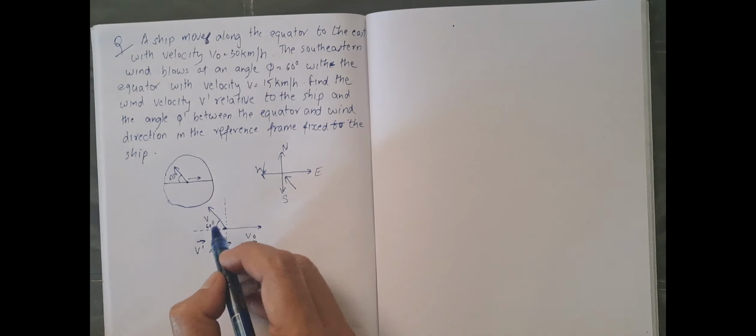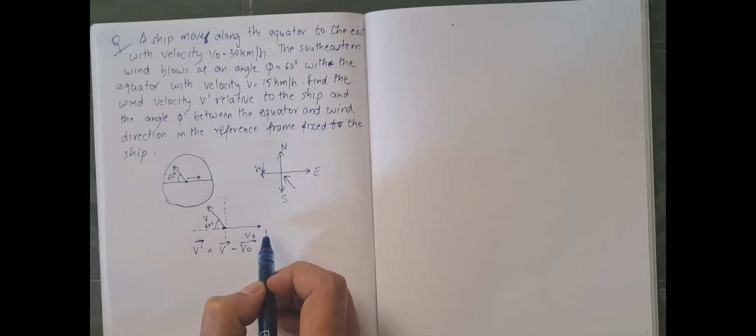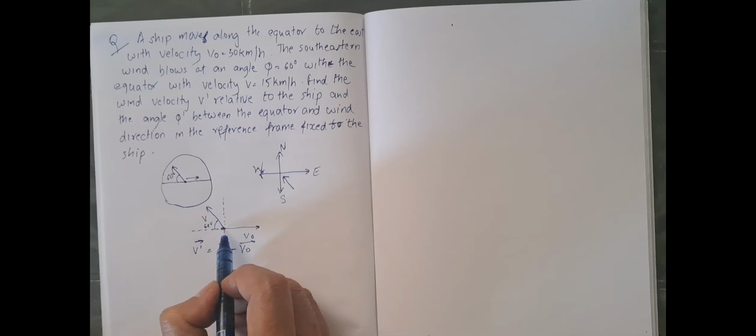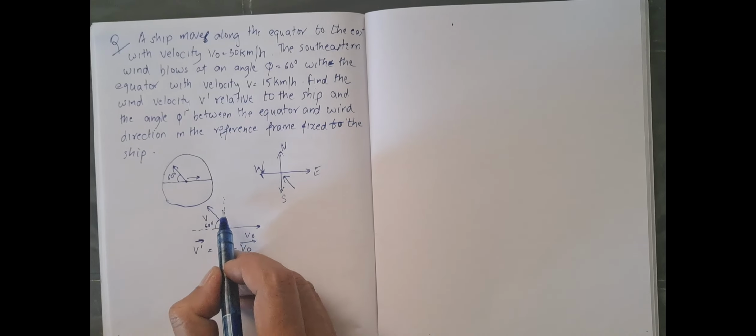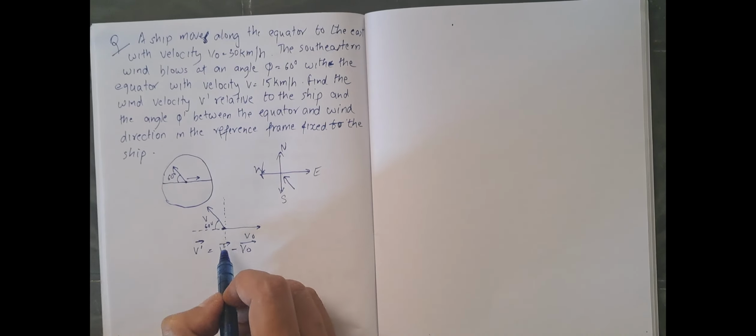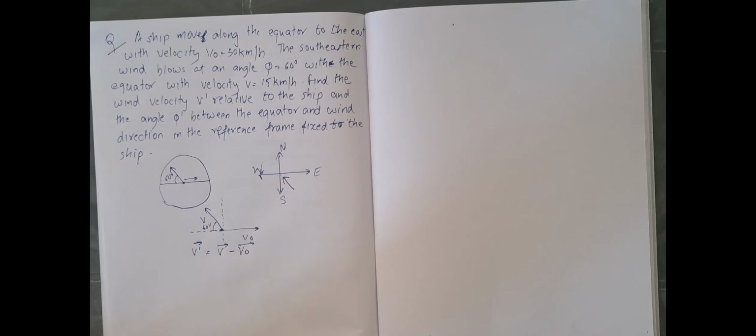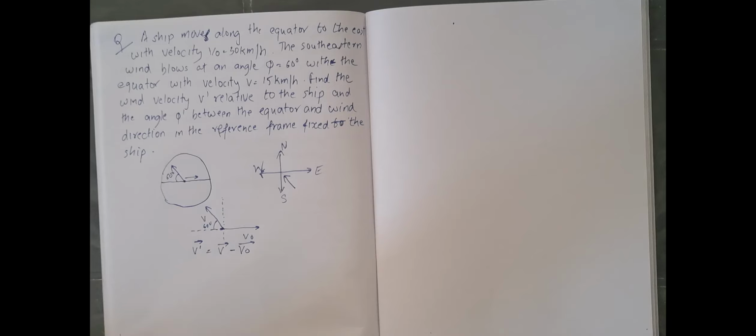In the y direction, v0 does not have any component, because this direction is perpendicular to the equator. v0 is along the equator. This is perpendicular to the equator. This is the wind, which is at 60 degrees to the equator as per the information given in the question.